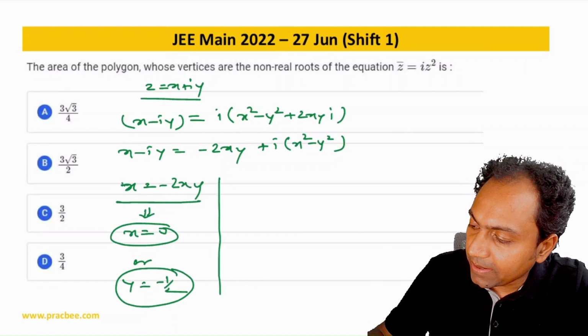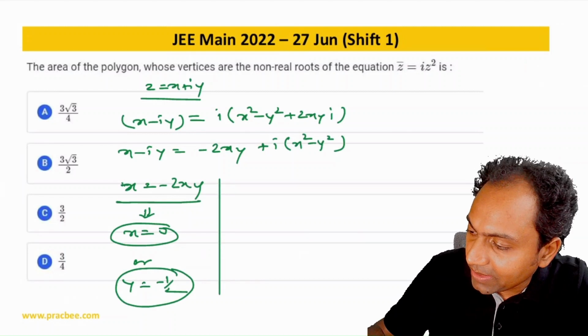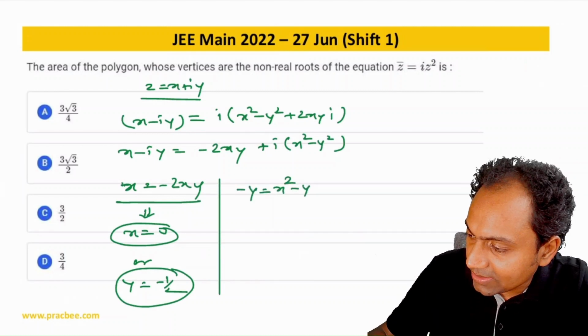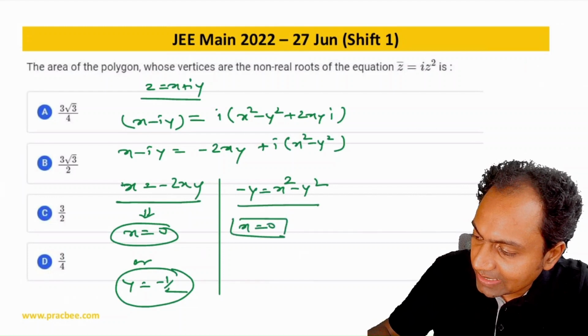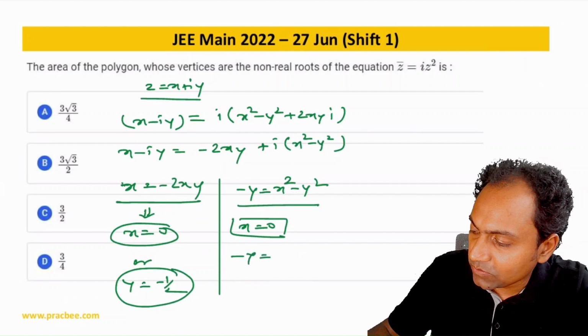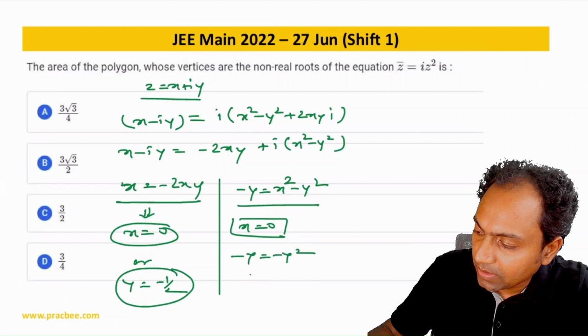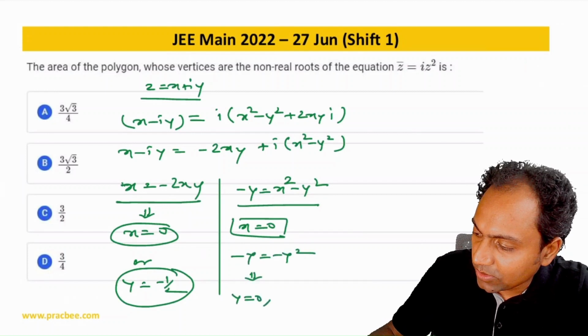If I compare my imaginary part, what I am getting is minus y is equal to x square minus y square. So if I take x equal to 0 as my first case, what are the answers that I am getting? So minus y will be equal to minus y square. Correspondingly, either you will get y is equal to 0 or y is equal to 1.